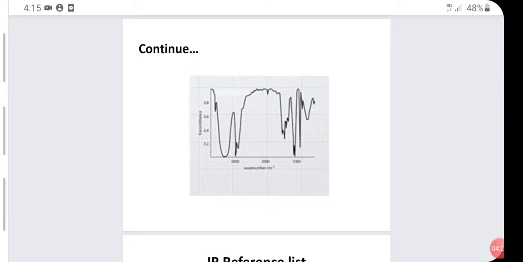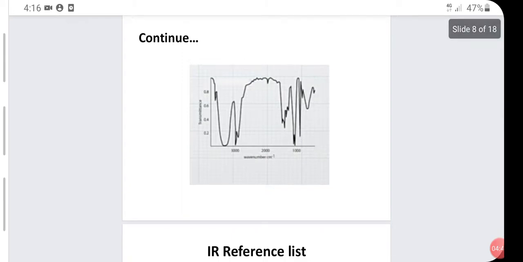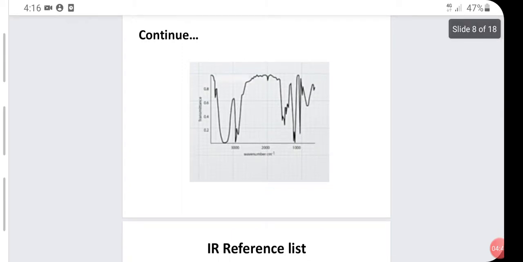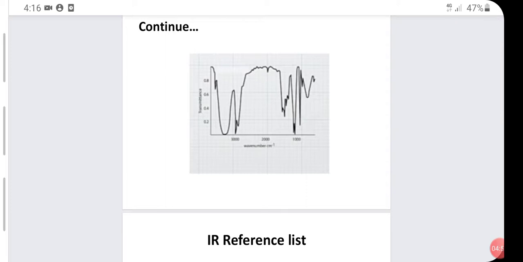This is a graph, and in this graph you can see different peaks. The first peak is a broad peak, while the second peak is a sharp peak, and these are individual and clear peaks. It means that this is the functional group region, while on the other hand you can see there are multiple peaks and it is very difficult to identify them. So the second region is the fingerprint region.